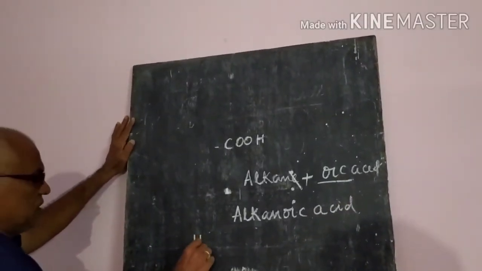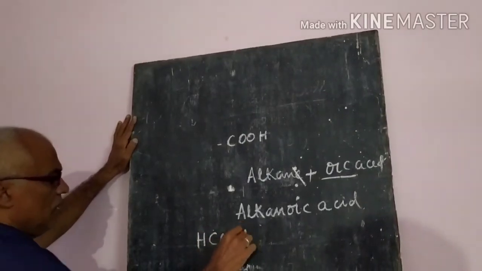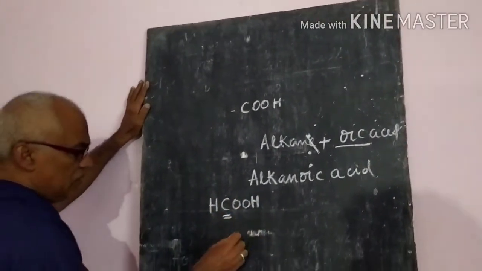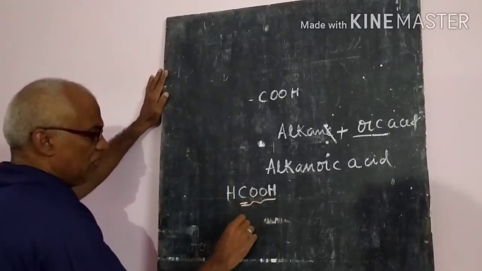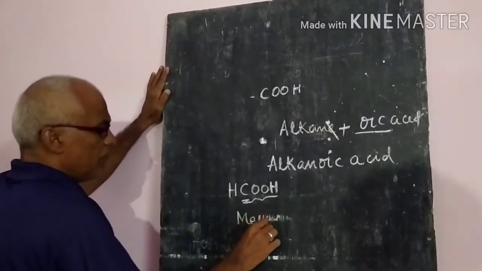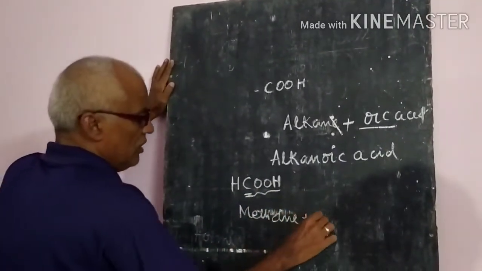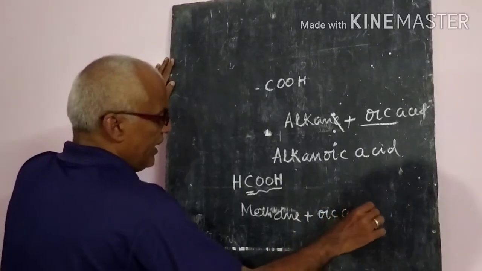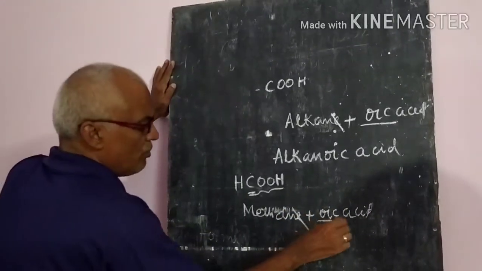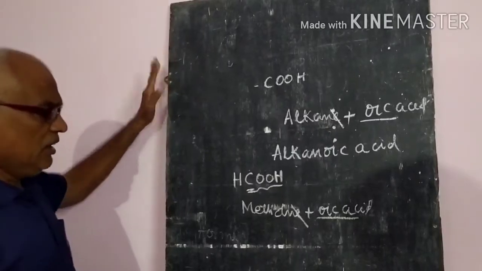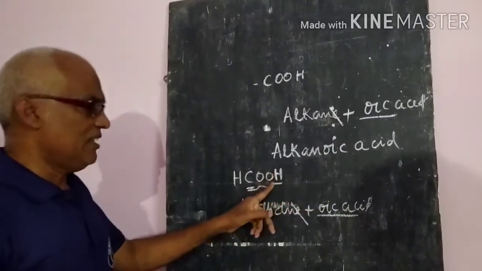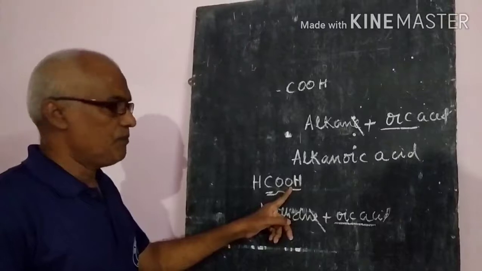Suppose one carbon atom is there. One carbon atom means methane, and an acid group is there, so methane plus oic acid. That means the e will be removed and oic acid will be added. So methanoic acid. This is also called formic acid.